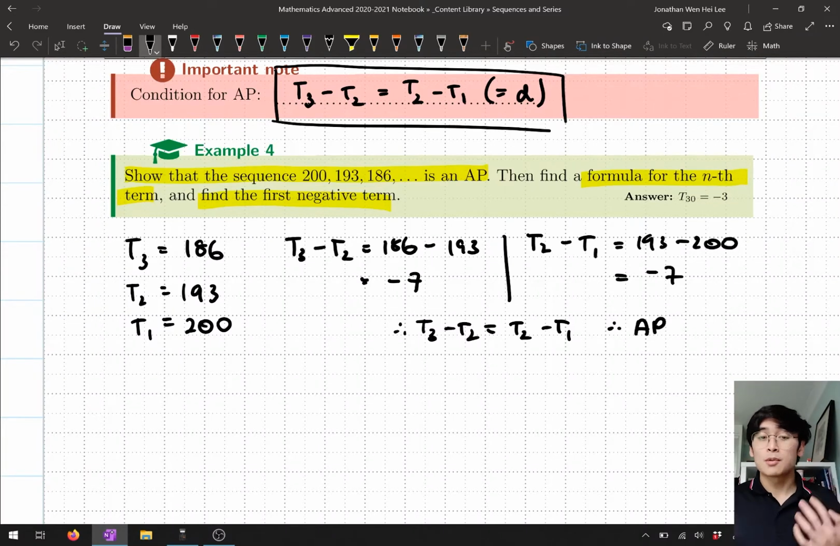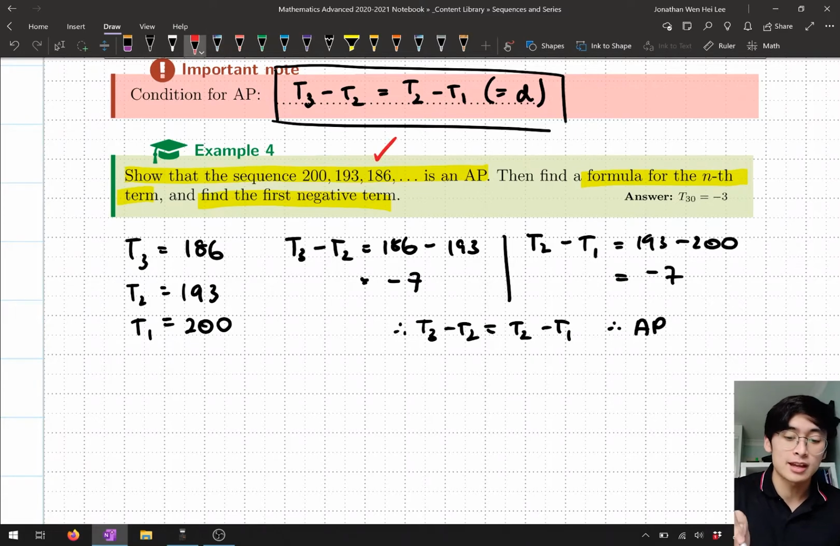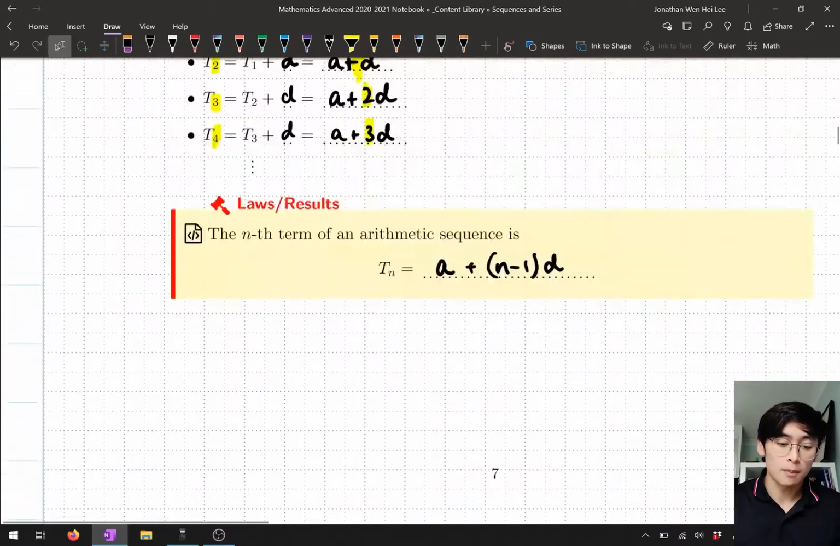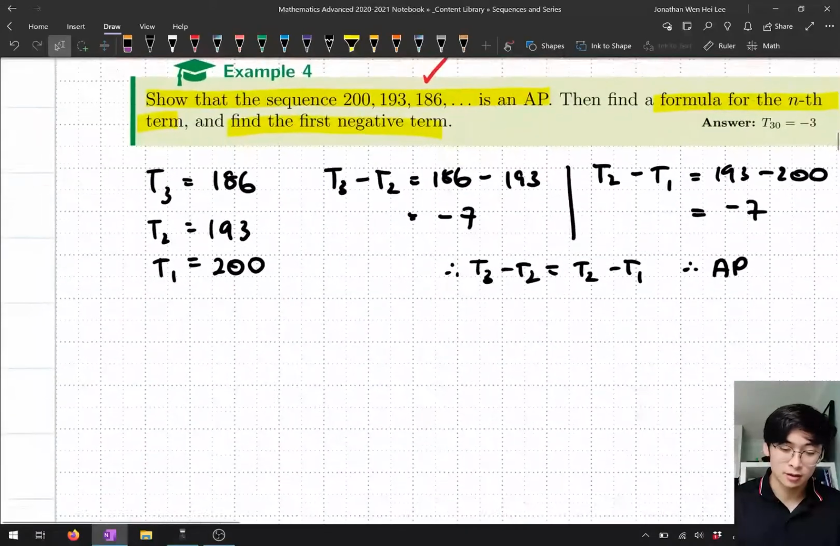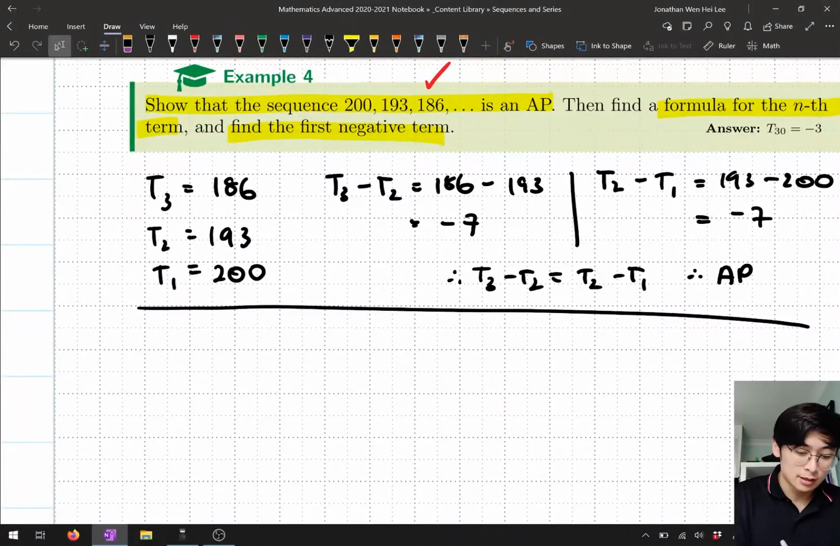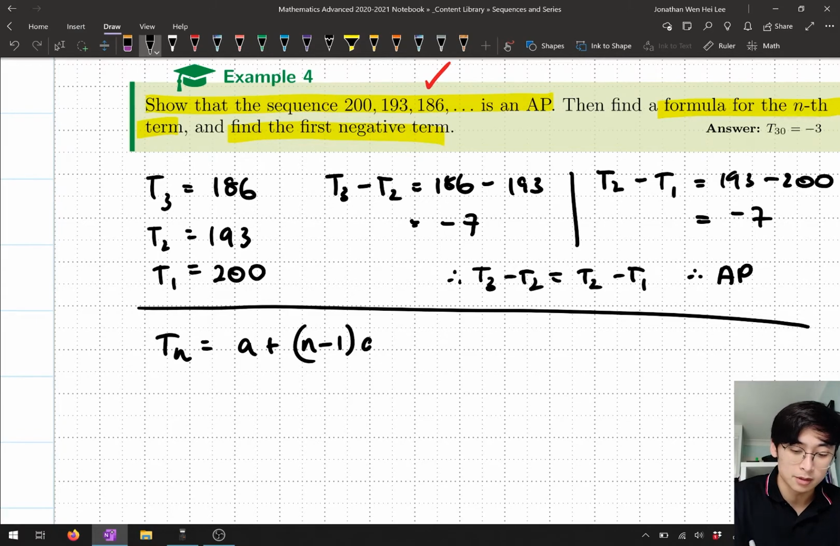So there we go. That's how we show that a particular sequence is an AP. If there's a common difference between consecutive terms, that means that we have an arithmetic progression. Okay, so that's this first part done. We've shown that it's an arithmetic progression. The next thing we want to do is find the formula for the nth term. If you have a look up above, the nth term formula, and I'm just going to write it here for the second part, is Tn equals A plus n minus 1 times d.